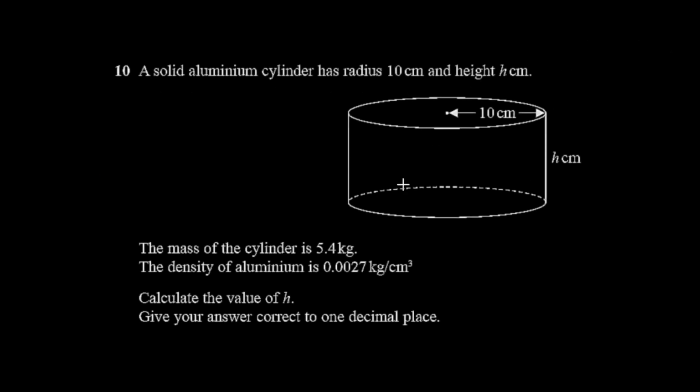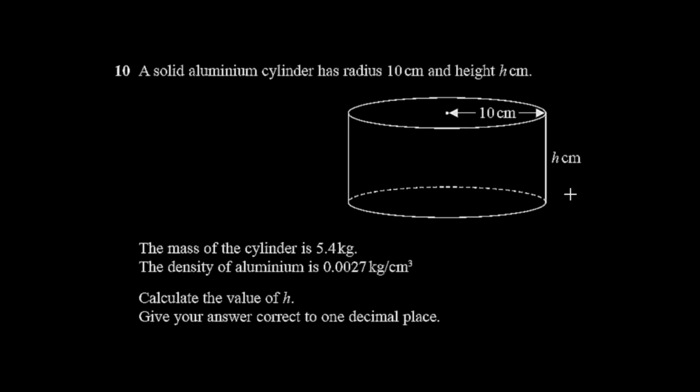We've got a solid chunk of aluminium. We've been given dimensions. We don't know the height. We're told it's a cylinder, and we're told its mass, and we're told that the density of aluminium is 0.0027 kilograms per centimetre cubed. Okay, calculate the value of h, correct to 1 dp.